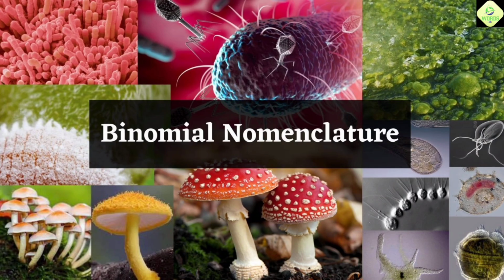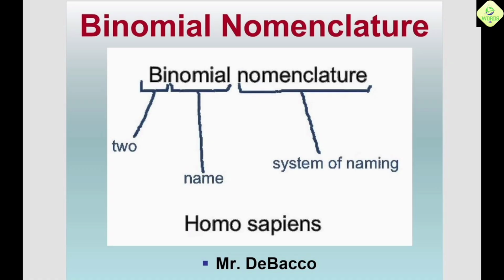Today we are going to see a new topic, Binomial Nomenclature. First of all, what is Binomial Nomenclature? Binomial Nomenclature is the method of providing an organism a specific identity as two names, genus and species. These names are generally adopted from the Latin language.